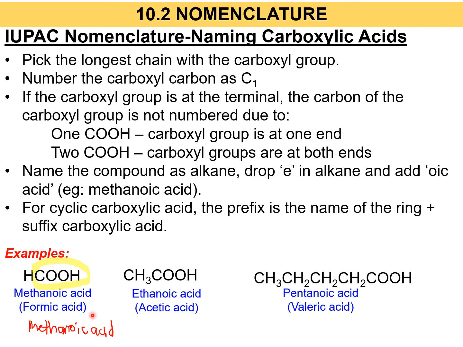Kat bawah ni dalam kurungan ni apa? This is actually the common names. Okay. Tapi bila you nak namakan, you have to follow the rules untuk namakan according to the IUPAC nomenclature lah. Okay. Tapi for a cyclic carboxylic acid, the prefix is the name of the ring plus suffix carboxylic acid. Macam mana nanti kita akan tengok lah caranya, apa tu bentuk cyclic carboxylic acid dan macam mana nak cara namakan dia according to the IUPAC nomenclature.